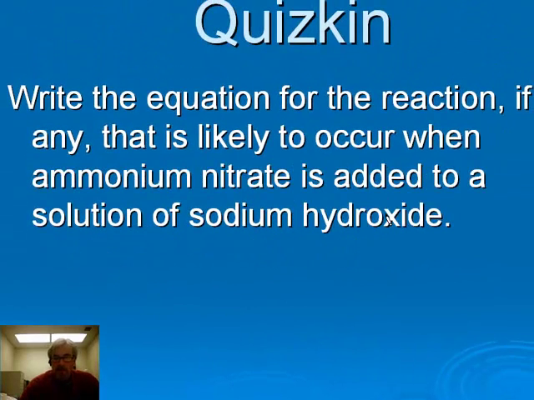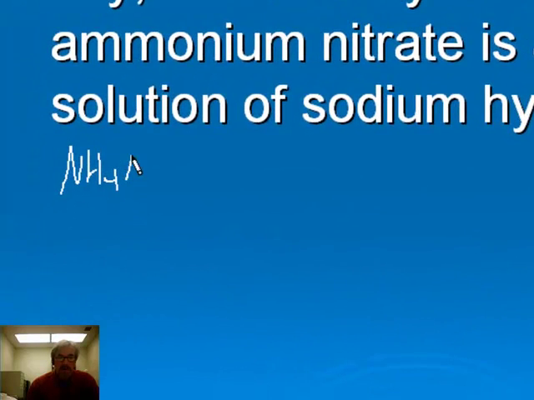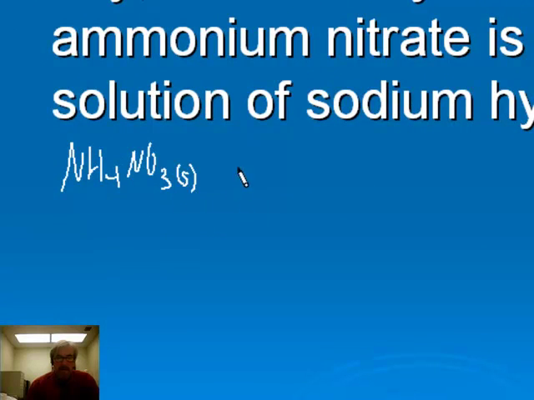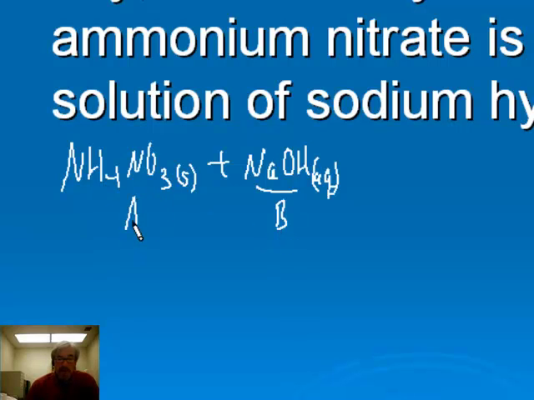Try this one. It's ammonium nitrate added to a solution of sodium hydroxide. Ammonium nitrate, NH4NO3. That's a solid. You might not know that. It's added to a solution of sodium hydroxide, so NaOH, aqueous. What would happen? Well, NaOH is a base, but NH4NO3 is not an acid. So this isn't an acid-base neutralization. If I have a base, then I also look for ammonium, and I've got it. NH4, the ammonium ion, is the cation in this salt.